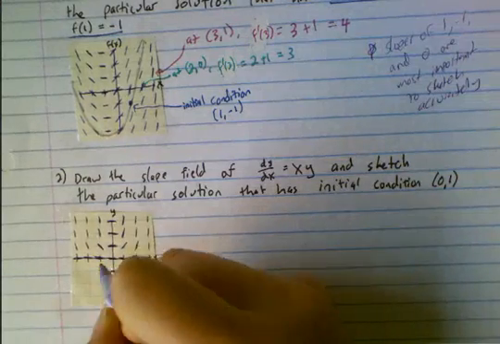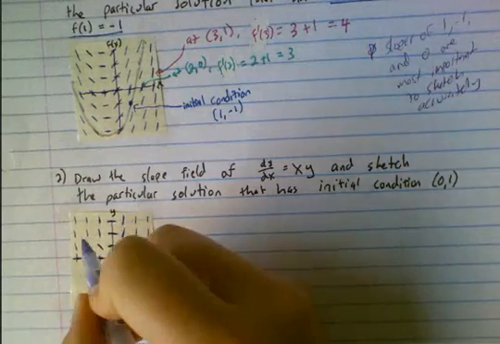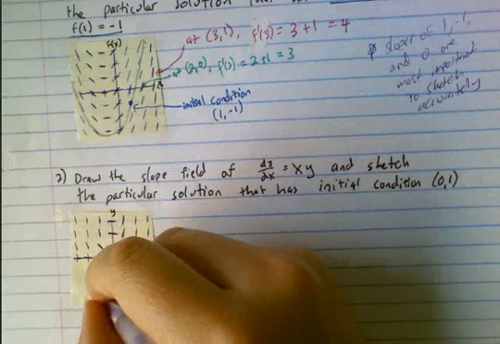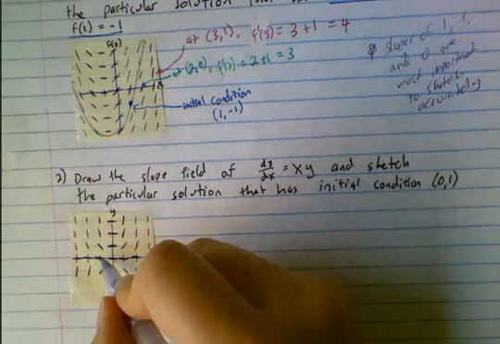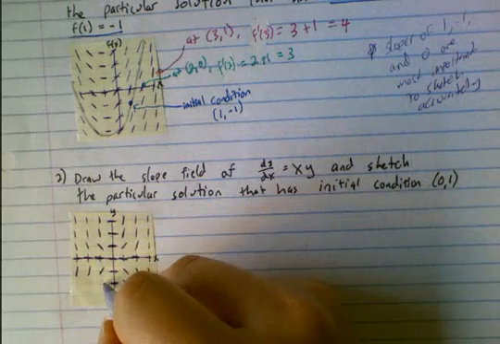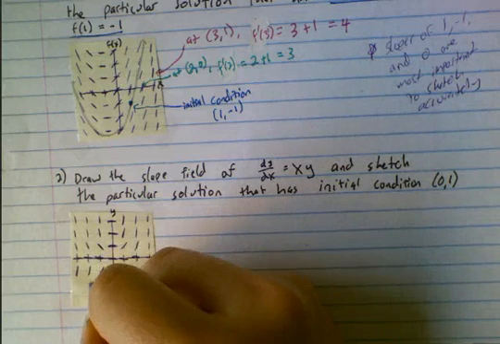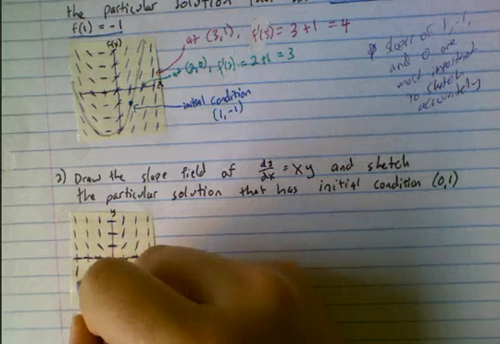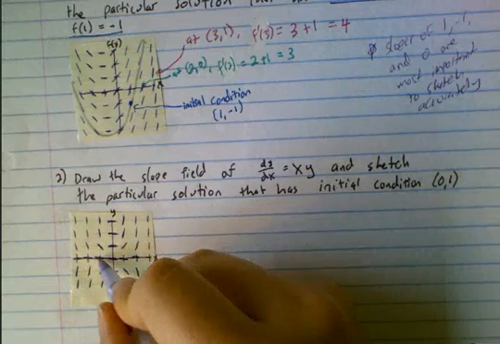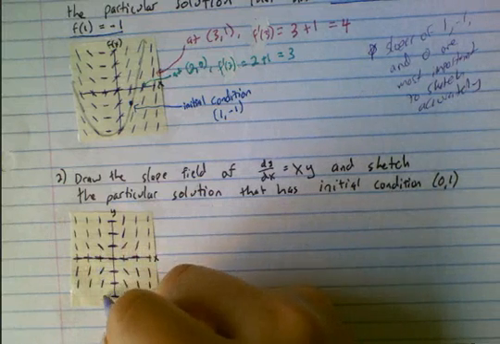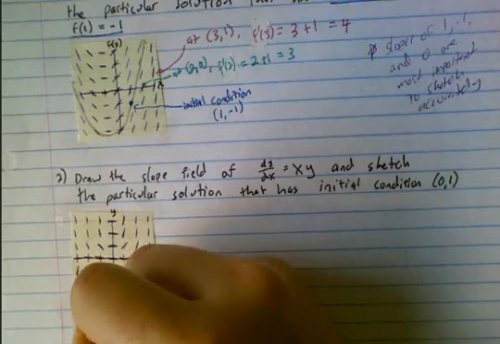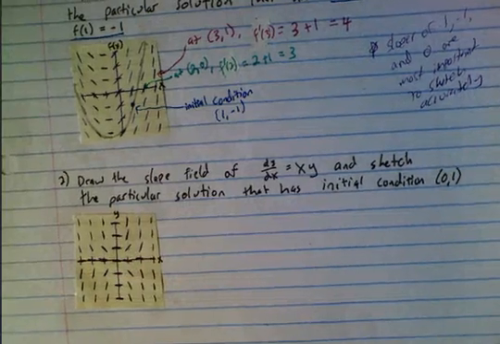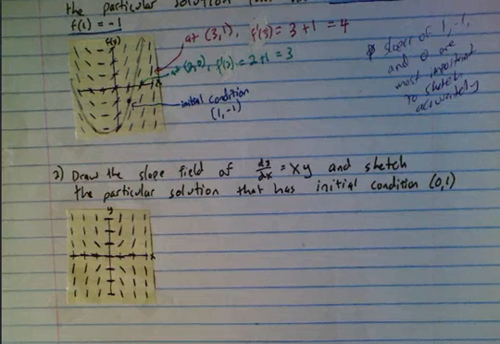-1 times -1 is +1. -2 times -1 is +2. +3. -1 times -2 is +2. -2 times -2 is +4. +6. -1 times -3 is +3. +6, +9. So we've got something that looks like that.